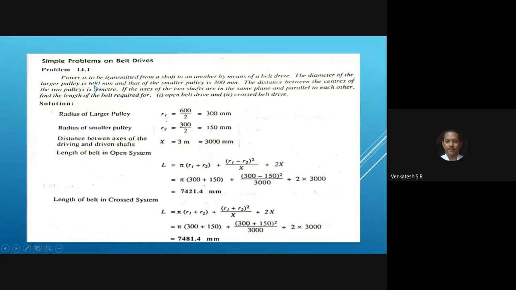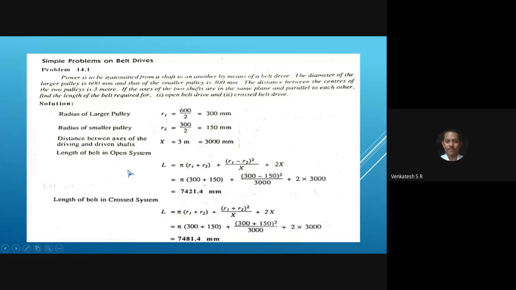Once again, in the problem you have diameter of larger pulley, diameter of smaller pulley, and the center distance of 3 meter. Calculate the radius of the larger and smaller pulleys. Convert the distance 3 meters into 3000 millimeter. Substitute the values in the equation of open belt drive. You will get 7.421 meters length of the belt in open belt drive. In cross belt drive, 7.481 meters of belt is required.